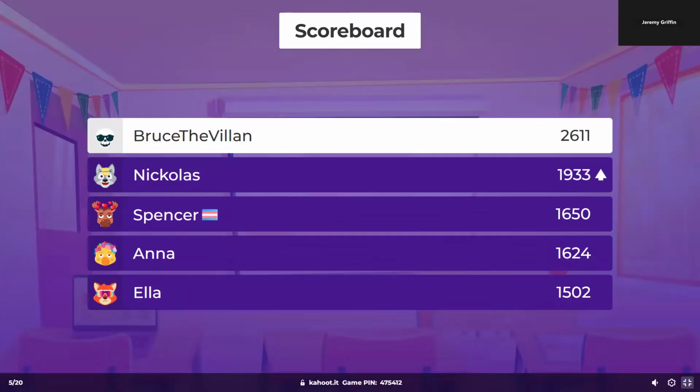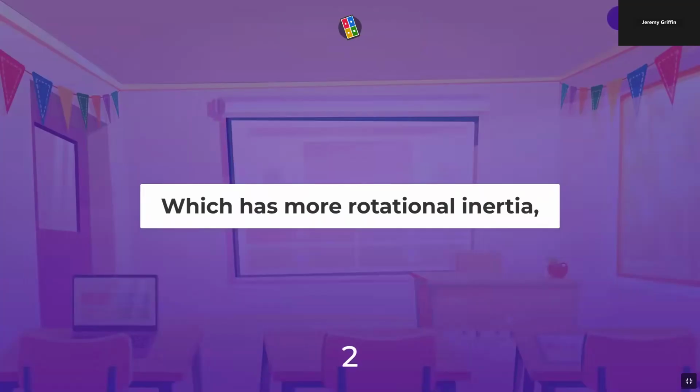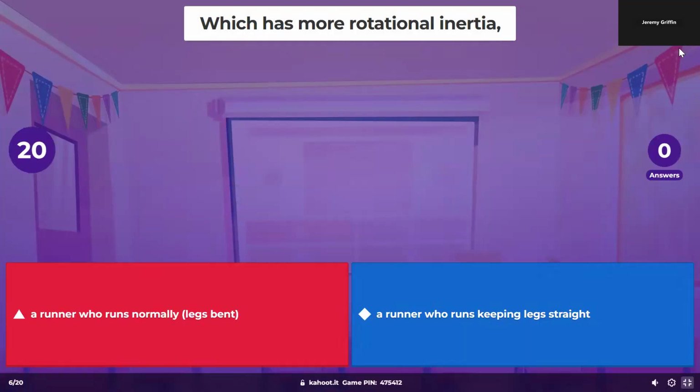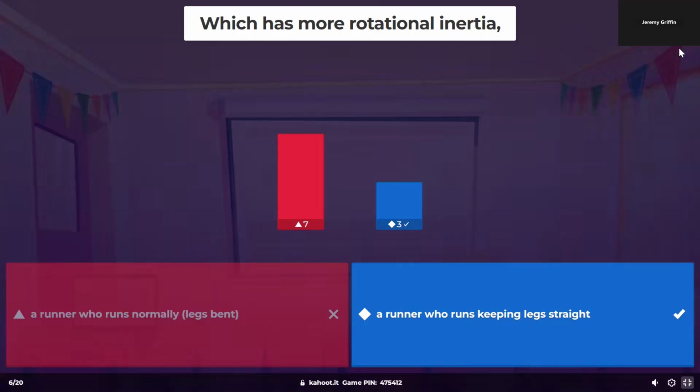Which has more rotational inertia: a runner who runs normally with their legs bent, or one who keeps their legs straight, not bending their knees at all? More rotational inertia.